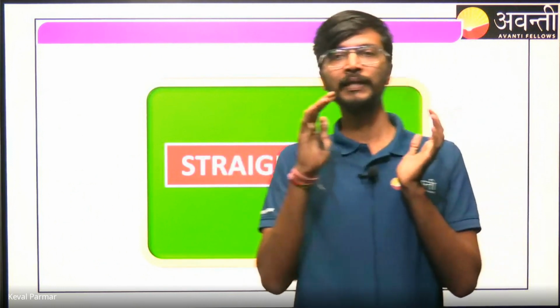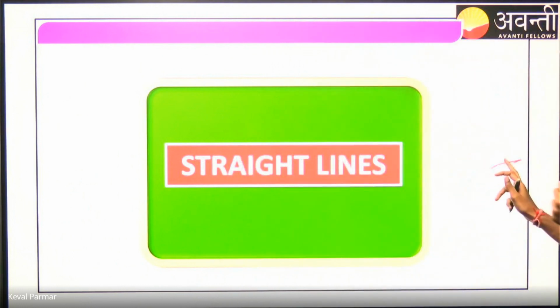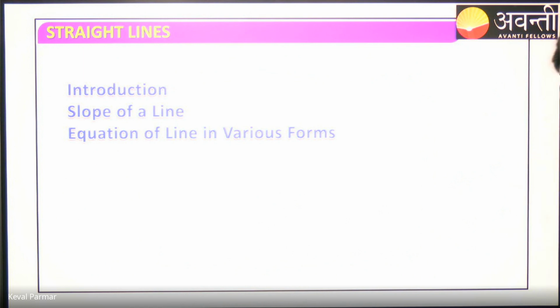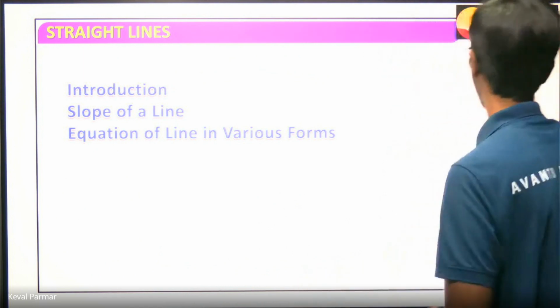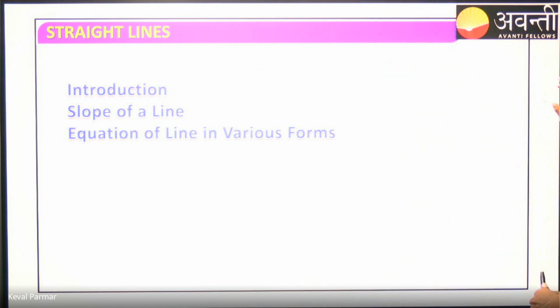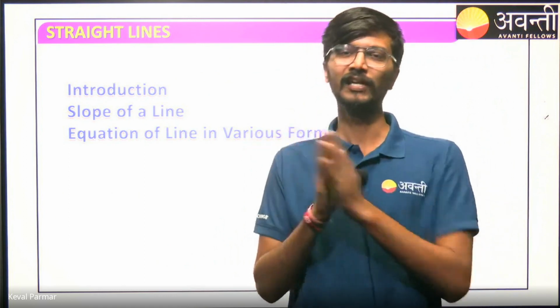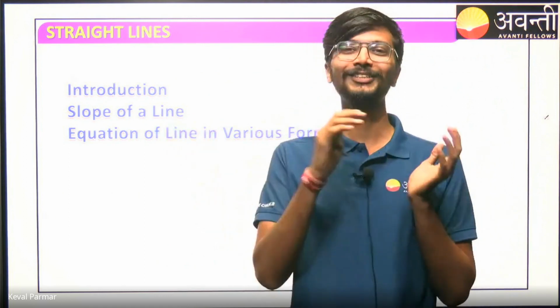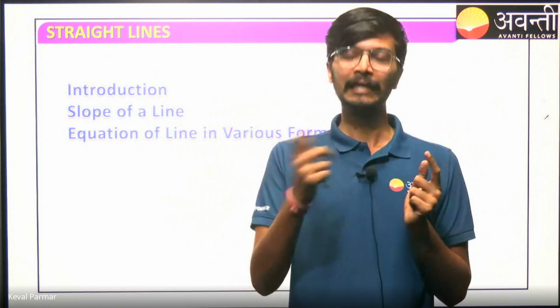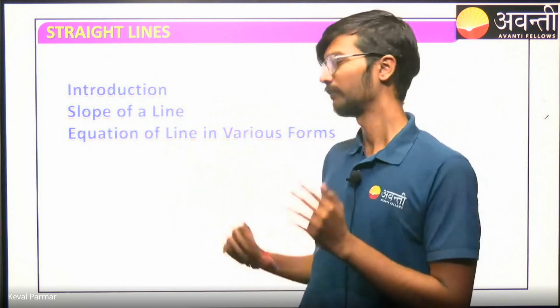So, let me tell you that today we plan to cover three parts. That is introduction, slope of line, and equation of line in various forms. So introduction means what is a line. We'll see how to define a straight line. Then we'll move to slope of a line, which you have already done in your 10th standard, and then we'll see equation of line in various forms.